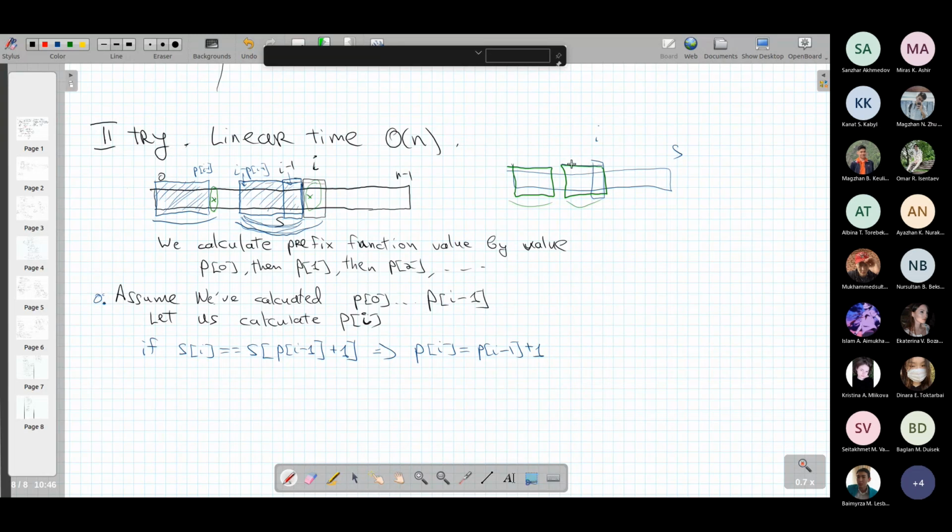Then let us step back to position i minus 1, the previous position. For this position, the answer would be this rectangle again, just shortened by one position. The answer for position i minus 1 is almost the same as the answer for position i.